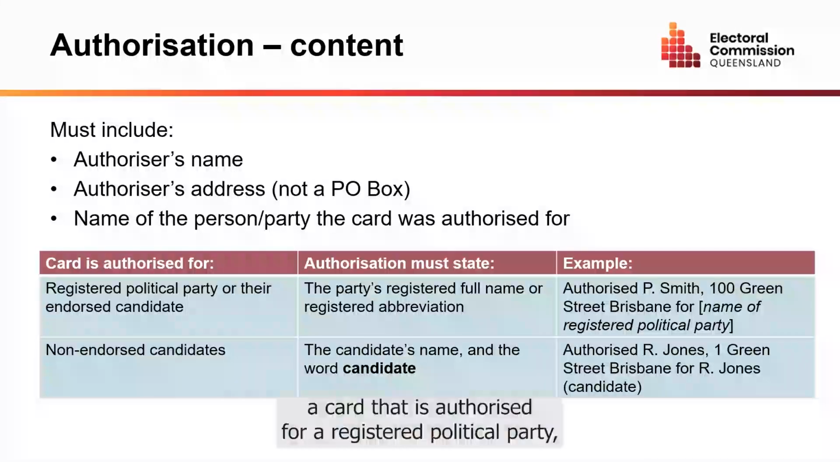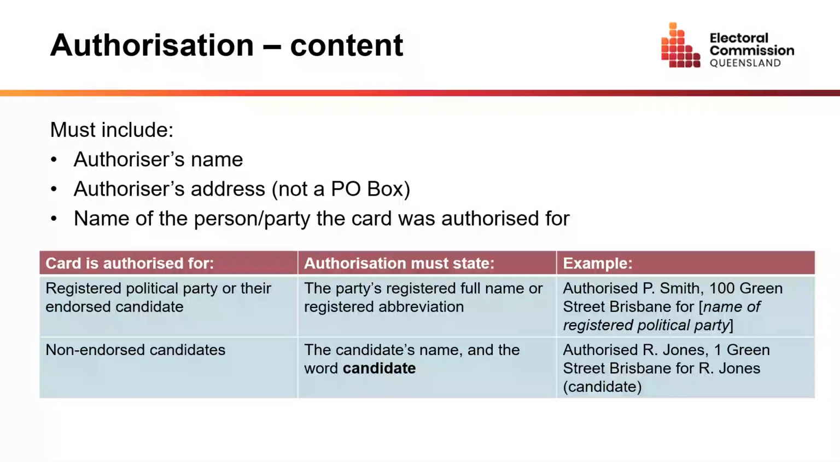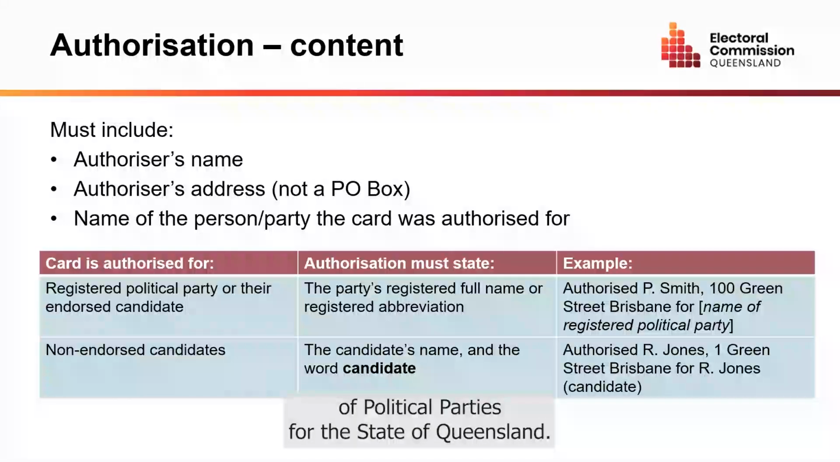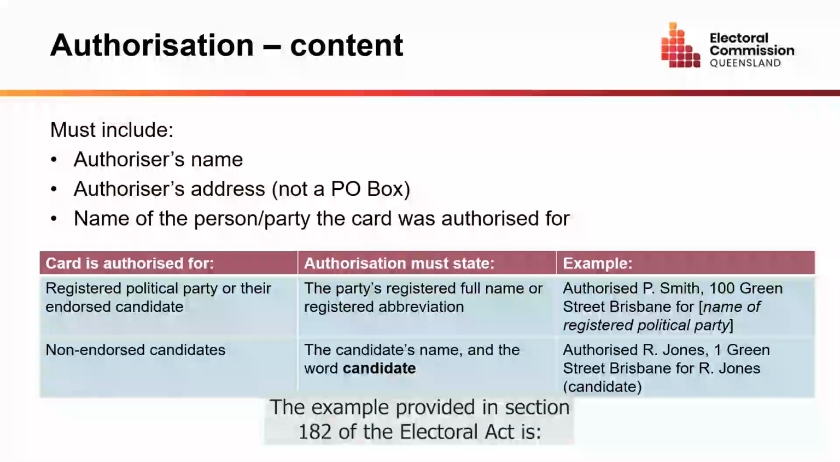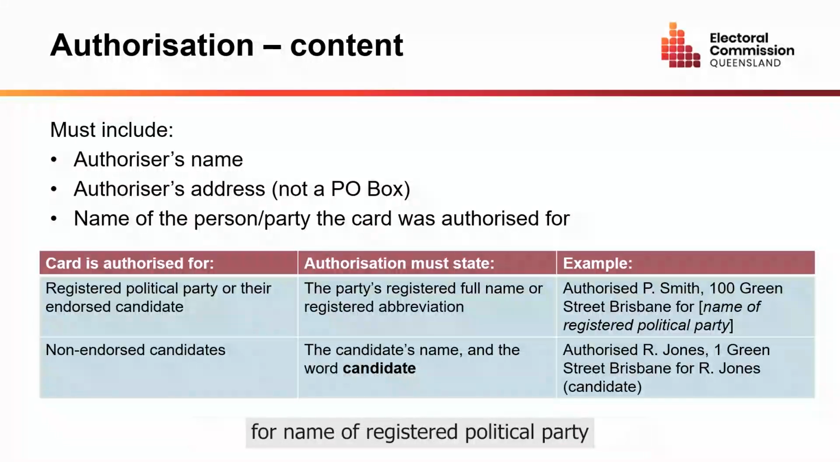In addition to these three features, an authorisation must also include the following, based on who the card is authorised for. A card that is authorised for a registered political party or a candidate being endorsed by a registered political party must include the party's registered full name or registered abbreviation. The register referred to here is the Register of Political Parties for the state of Queensland. This register is kept by the ECQ and is available on their website. The example provided in section 182 of the Electoral Act is: Authorised P. Smith, 100 Green Street, Brisbane, for name of registered political party.